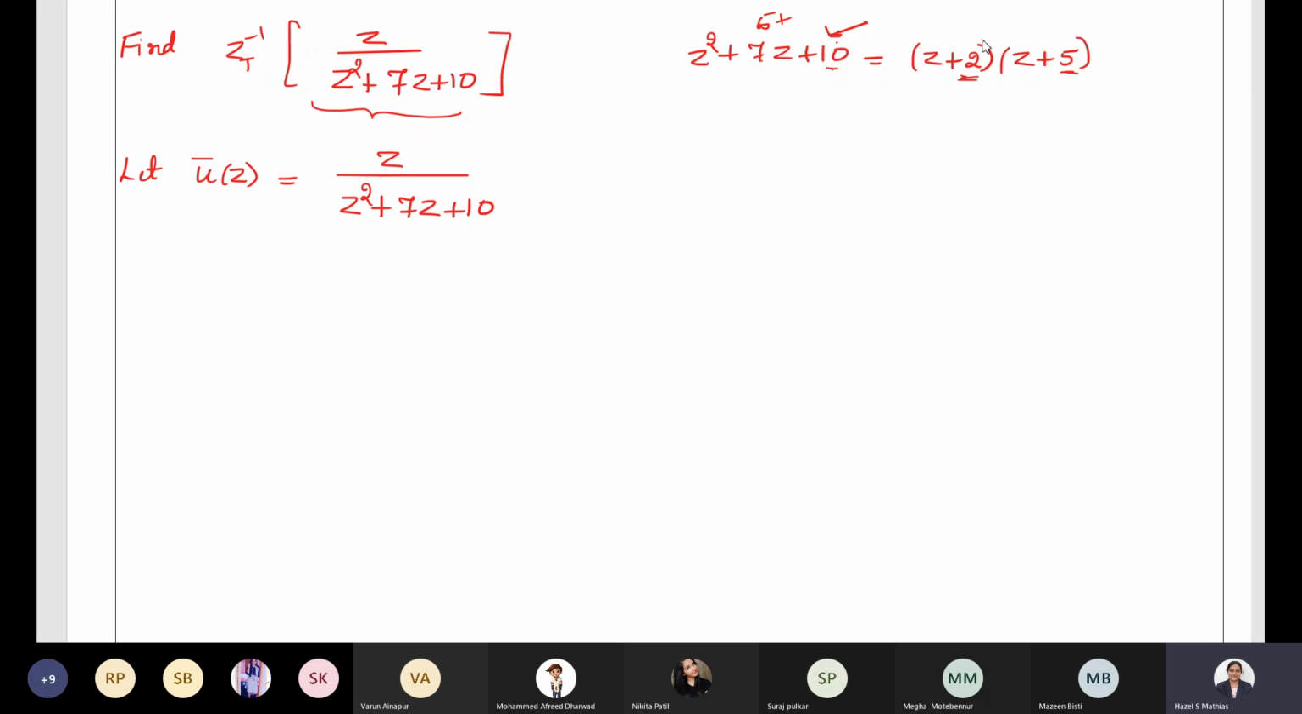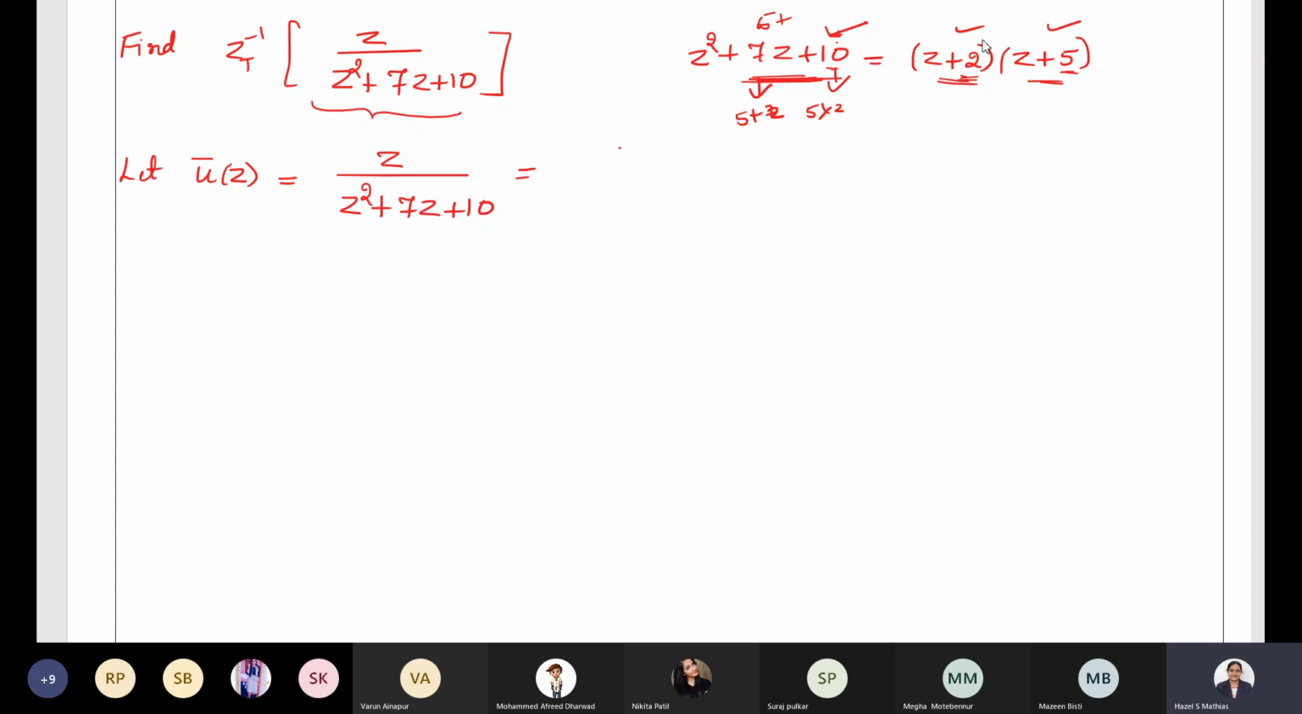Just use your small knowledge or a trick to find what its roots are, what its linear factors are. Z plus 2 and Z plus 5 are the linear factors of this quadratic equation, or else you need to solve the quadratic equation in order to find the roots and then you have to express them in terms of linear factors. This is the easiest way. I told you all, this 10 is the product of 5 into 2, 7 is the sum of 5 and 2. So 5 and 2 are the roots of that quadratic equation. Hence you can express this quadratic equation as z plus 2 into z plus 5.